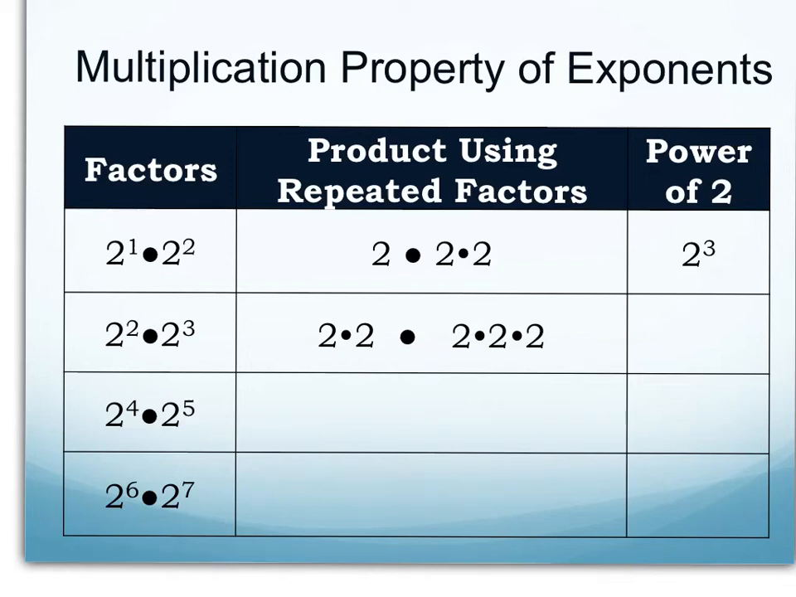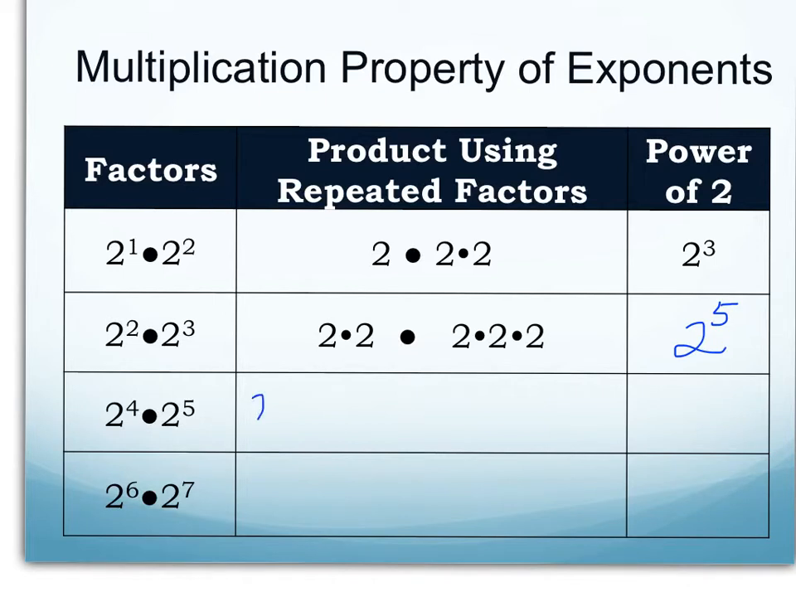And next we're going to look at the multiplication property of exponents. Looking at the table, our first row says 2 to the first times 2 to the second. That means we have one 2 times two 2's, and we get 2 to the third. There's three 2's. In the second one, we have 2 to the second times 2 to the third. So we have 2 times 2 times 2 times 2 times 2. If you count up your 2's, we have 5 of them, so that's 2 to the fifth.